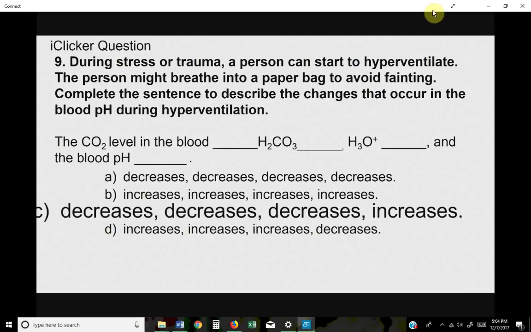What happens, do you think, while the person is breathing into the paper bag? Well, breathing into the paper bag causes you to take in the carbon dioxide that you're breathing out. So if you're taking in more carbon dioxide, the carbon dioxide level increases, the carbonic acid levels increase, the hydronium ion levels increase, and the pH now decreases.